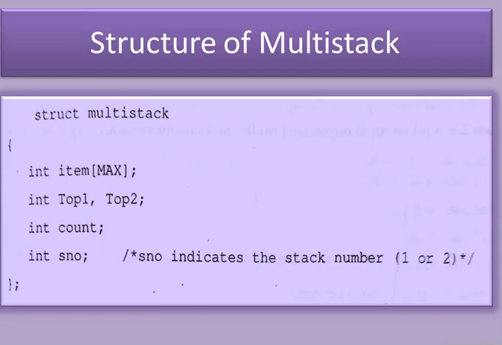If there are only two values, it can take only 1 or 2. If it is towards the left side, we say that it is stack 1. If it is towards the right side, we say that it is stack 2. So it can take either value 1 or value 2. So based on the value of Sn only, we will be performing the push and pop operations.